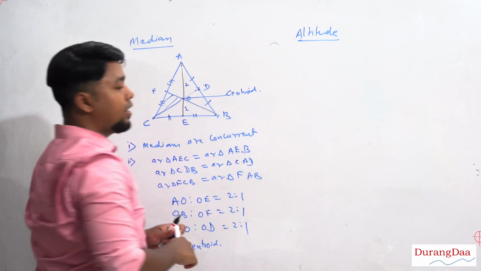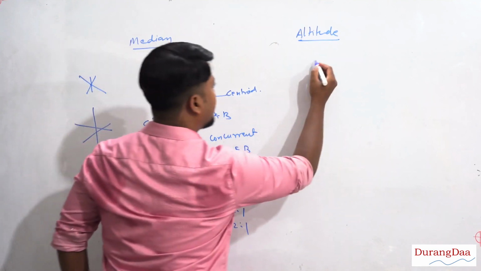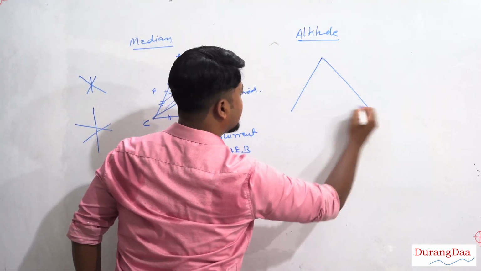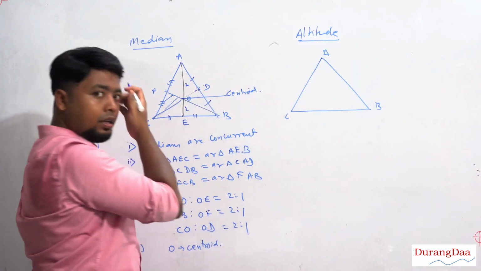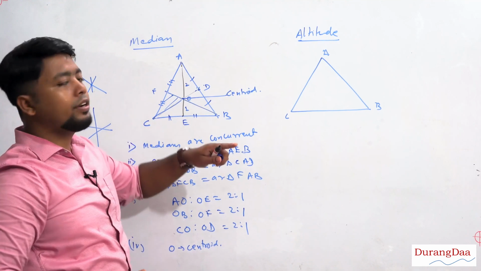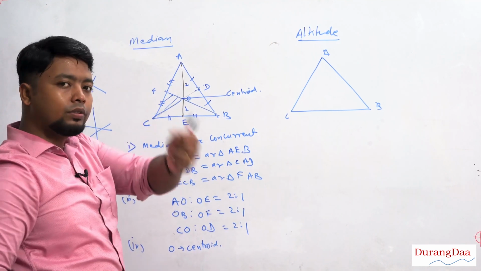Altitude of a triangle. All right. So, let me draw one triangle first. This is triangle ABC again. Now, the difference between the median and altitude is that, first you think about the similarity.